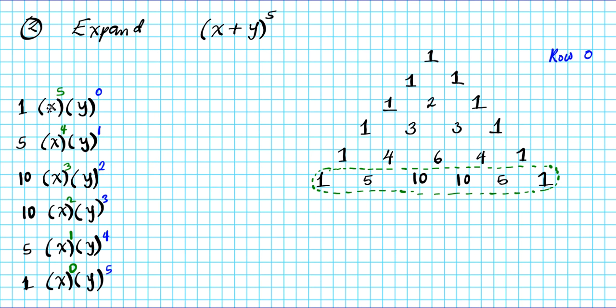Now, if you examine these variables with their powers, one thing you will note is that the powers always add up to 5. So 5 plus 0, 4 plus 1, 3 plus 2, 2 plus 3, 1 plus 4, and 0 plus 5. The powers have to always add up to the power that you're raising the binomial to. Okay? So now we're going to simplify.